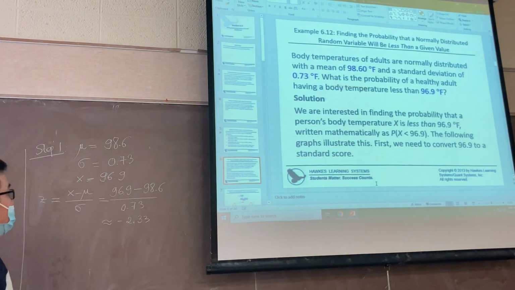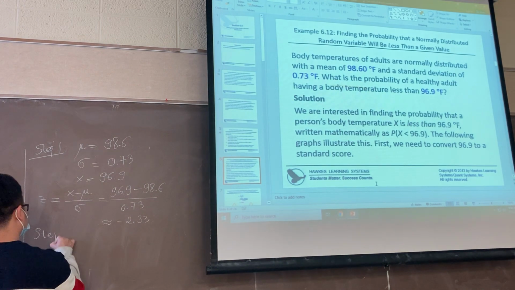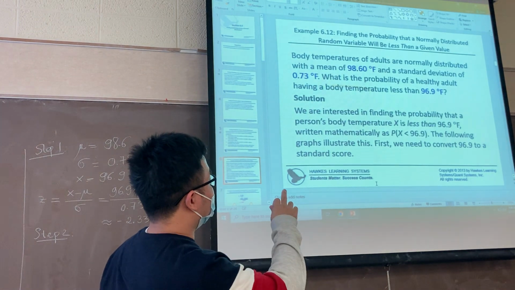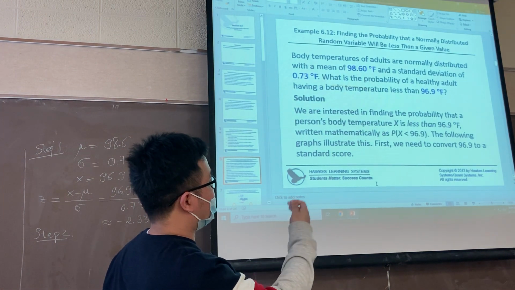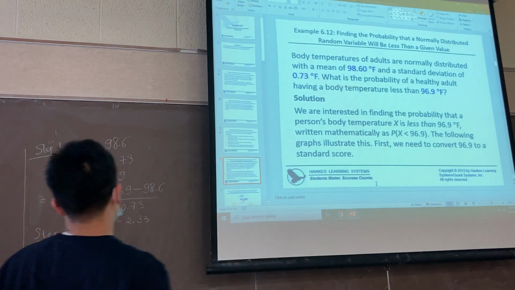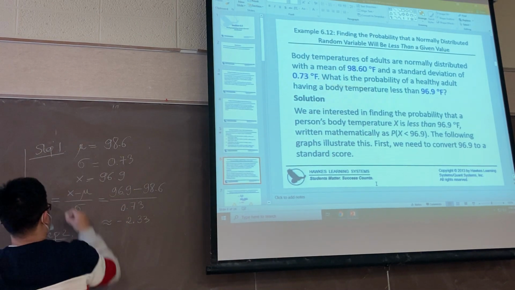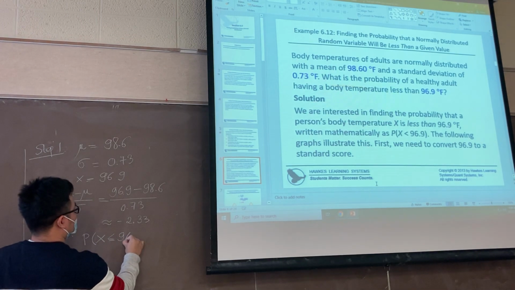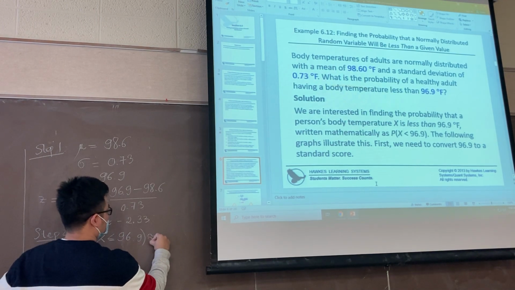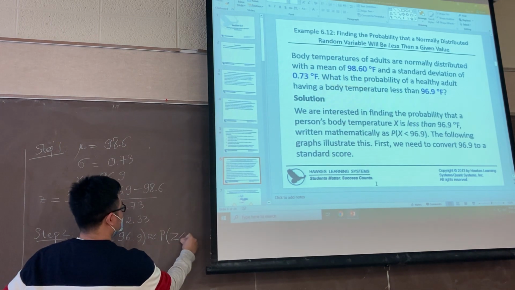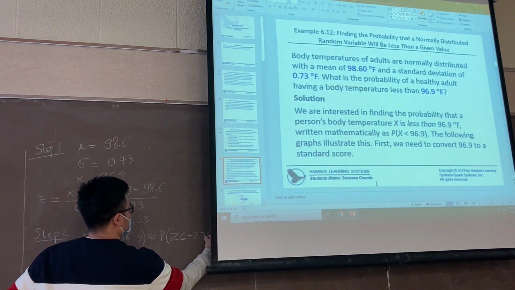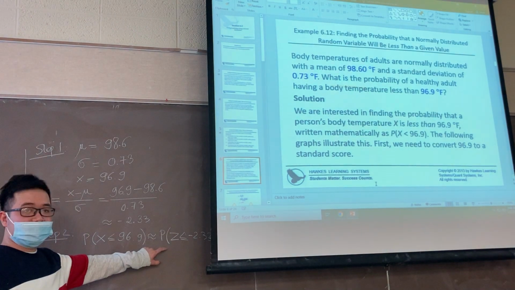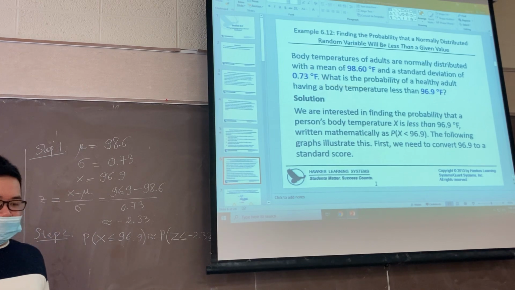And step 2: they ask you to find the probability of a healthy adult having a body temperature less than this number, right? So we need to remember that the probability of X less than 96.9 is approximately the probability of Z less than this number. So now you need to find the probability of this number. How to find this?